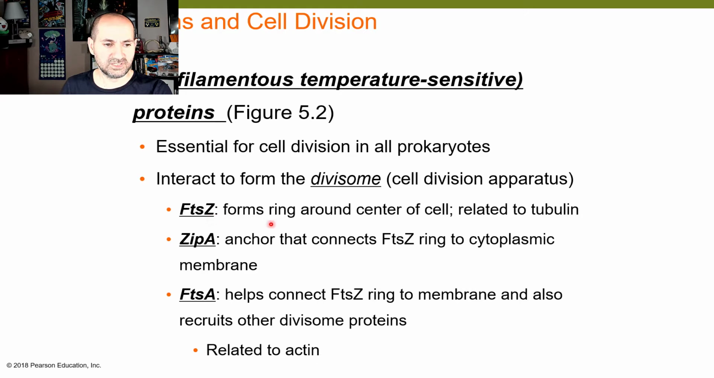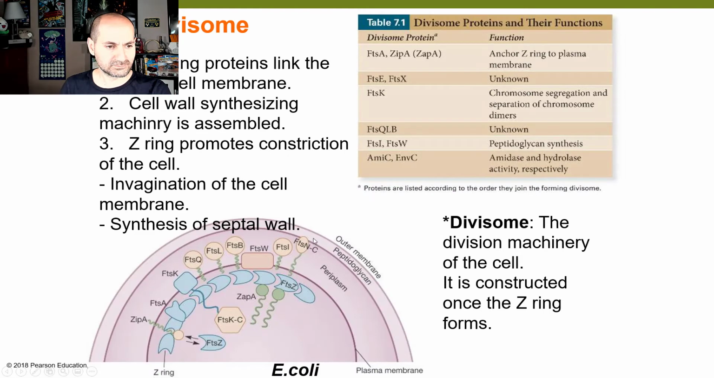So FtsZ forms the FtsZ ring around the center of the cell. ZipA anchors the FtsZ ring to the cytoplasmic membrane. FtsA helps connect the FtsZ ring to the membrane and also recruits these other proteins, these other divisome proteins. All right.